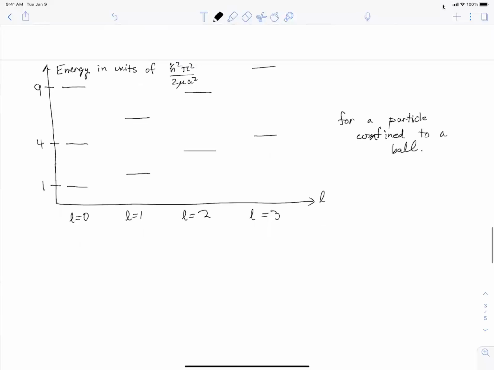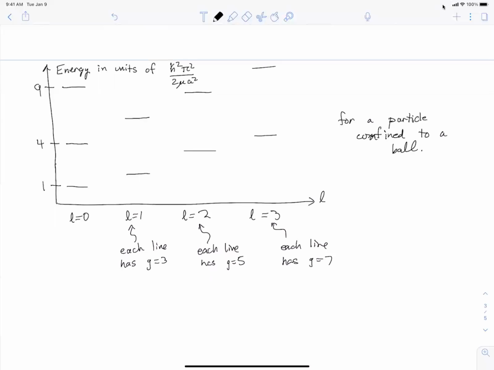Okay, so again, each one of these lines actually has degeneracy 3 for L equals 1. For L equals 2, I've drawn one line, but each line has degeneracy 5. And here, each line has degeneracy 2 times 3 plus 1 is 7, etc.